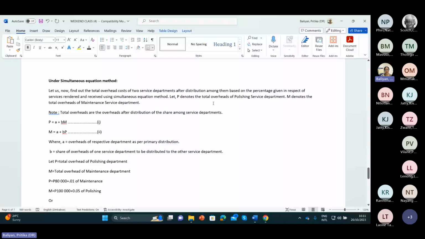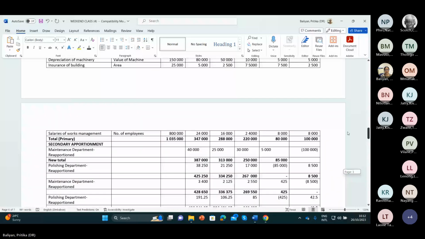which is one service department, and M represents the total overhead cost of the maintenance department. So when P is equal to that, it means that P is the sum of the total overhead cost for the polishing department after primary and secondary allocation.